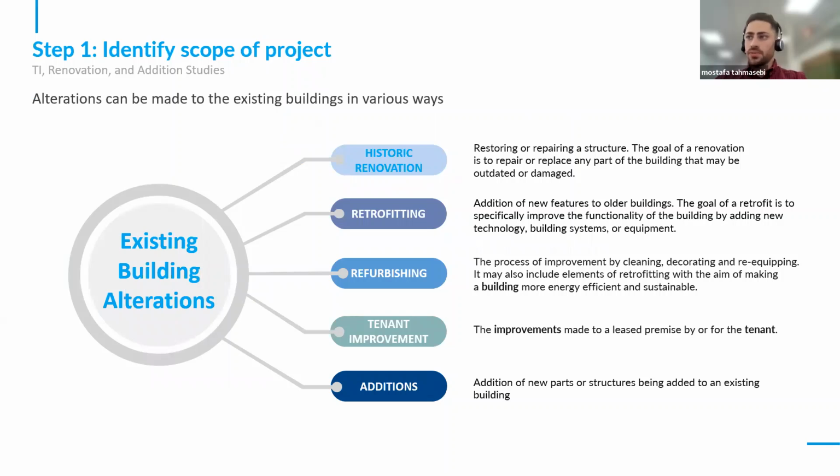Going through each of these options one by one, alteration can be made to an existing building in various types. They can be related to repairing the structure, which is renovation, or adding new technology like sensors, building systems, or equipment, which is often known as retrofitting. It can also be refurbishment, which is things like decorating, cleaning, and re-equipping. Tenant improvement is also fairly common, where tenants customize the space according to their requirements. Additions to a building are a combination of existing and new construction. That usually means adding a new part to your building.